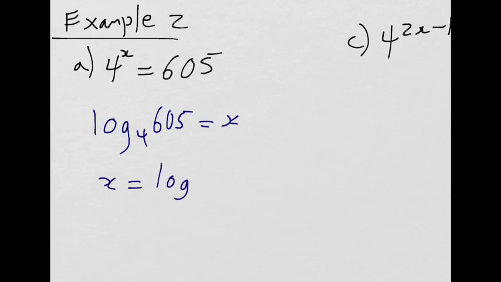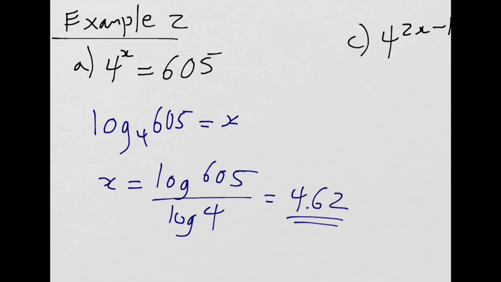So go in your calculator and go log 605 divided by the log of 4. Tell me what you get. 4.62. Do you have to divide by log 4? Can you actually just enter log base 4 of 605? If your calculator allows you to enter things like this, that's fine. If it doesn't, which the TI-83s and TI-84s don't, you have to do it like this.